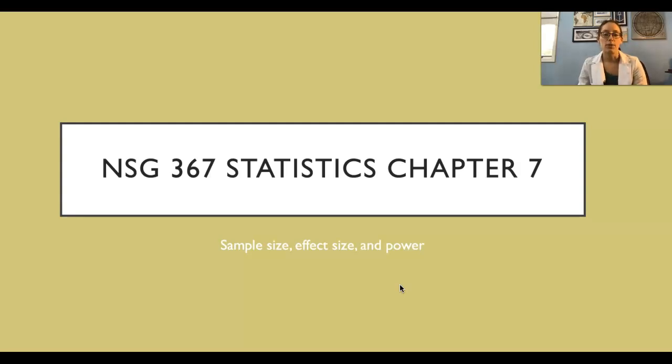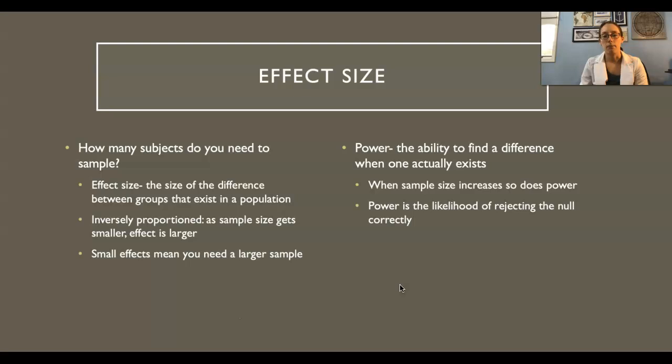So that brings us to Chapter 7, which is sample size, effect size, and power. So how many subjects do you need in a sample? Well, it just depends on what you're trying to study. So effect size is the size of the difference between groups that exists in a population. It's inversely proportioned, so as sample size gets smaller, the effect gets larger. And then small effects mean you need a larger sample.